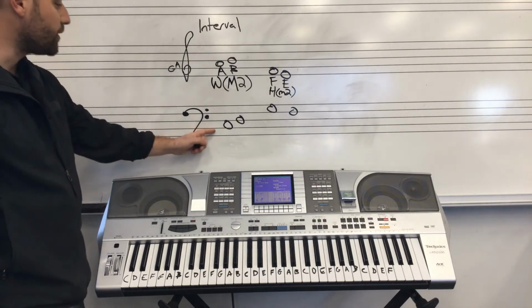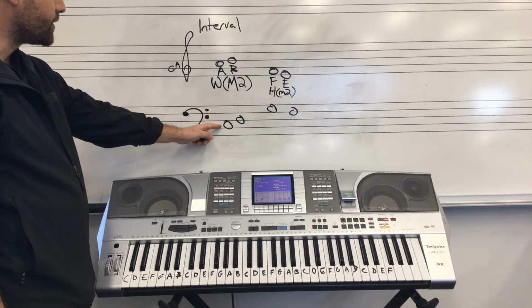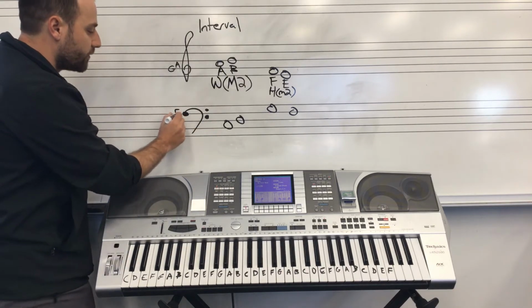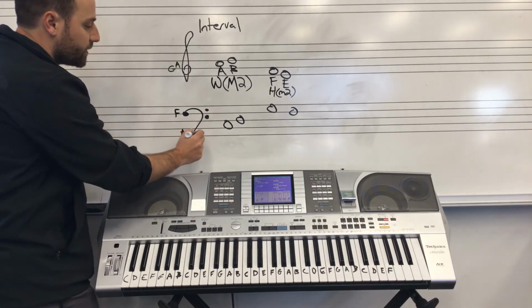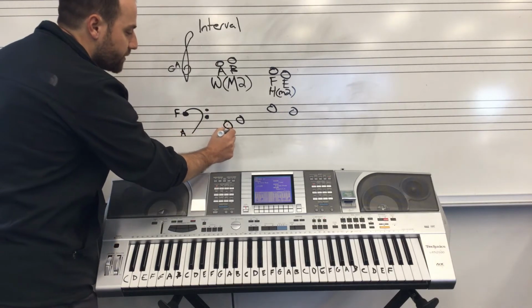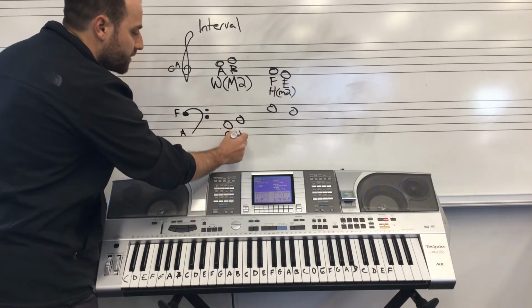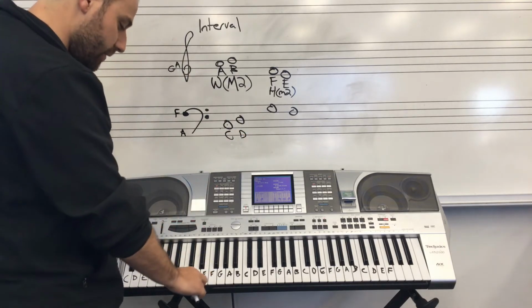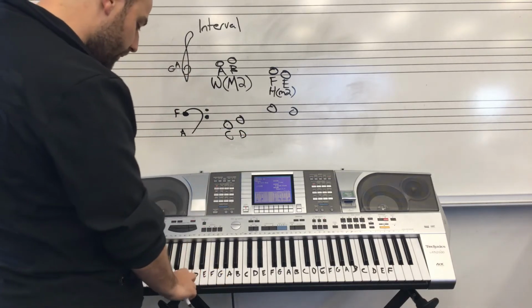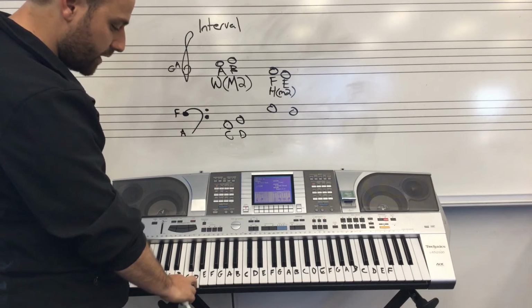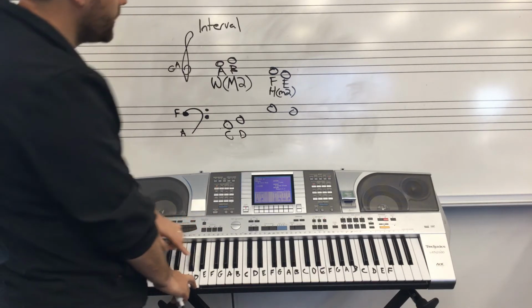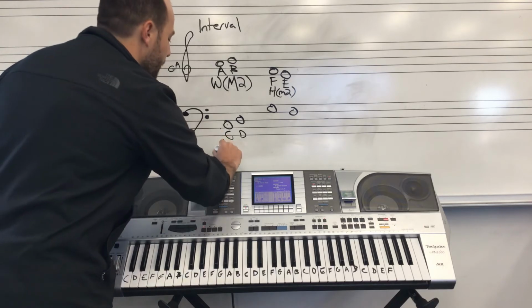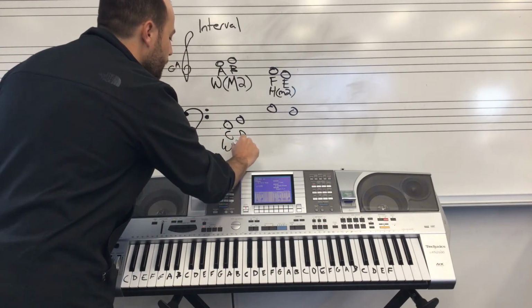Okay, so let's look at the bass clef ones. We have this note right here. So this is an F. We know that A is on the bottom space. So let's count up A, B, C. So this is a C right here, and then above that is going to be a D. So let's look at C and D on our keyboard. C is right here, D is right here. Is there a key in between them? Yes, there is. So that's a whole step or a major second.